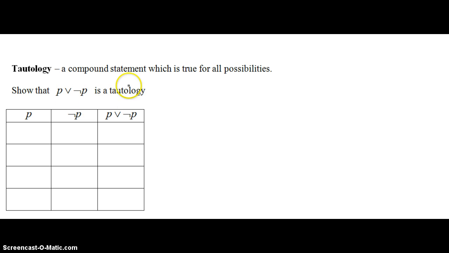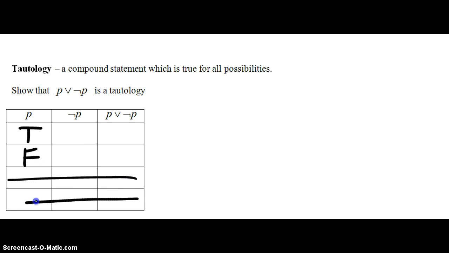So we want to show that this is a tautology. See if you can fill this in. Go ahead and stop and try to fill it in. Okay, so let's see how you did. We have true and false. Believe it or not, these aren't necessary. Sorry, threw you for a loop there. True and false. You only need four if you have two different variables. There's only one.